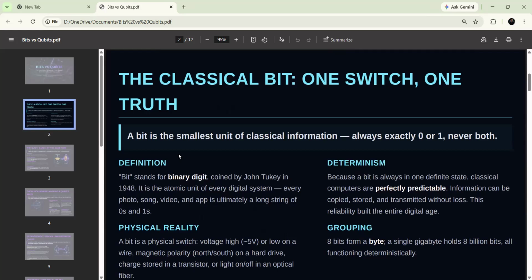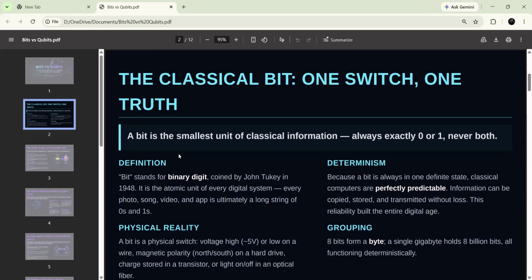So we always represent these bits with either 0 or 1. We can represent exactly either 0 or 1, but we cannot represent both at any time. That is what a bit is. This bit is nothing but a binary digit. The term was coined by a scientist called John Tukey in 1948. It is the atomic unit of every digital system.